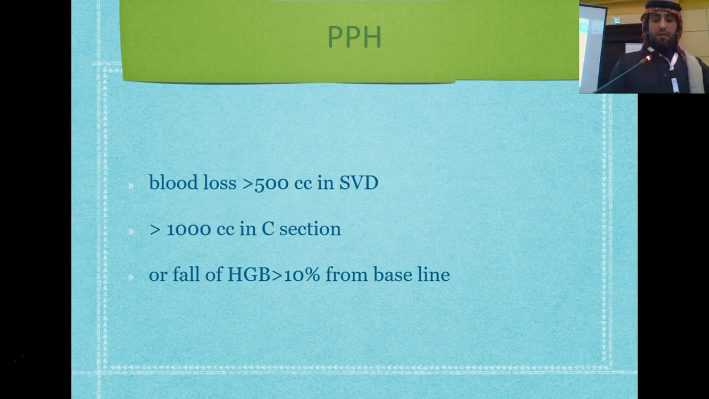So as mentioned by Dr. Qadri, postpartum hemorrhage we define as a blood loss during vaginal delivery of more than 500 cc, in C-section more than 1000 cc, or a fall of hemoglobin of more than 10% from the baseline.